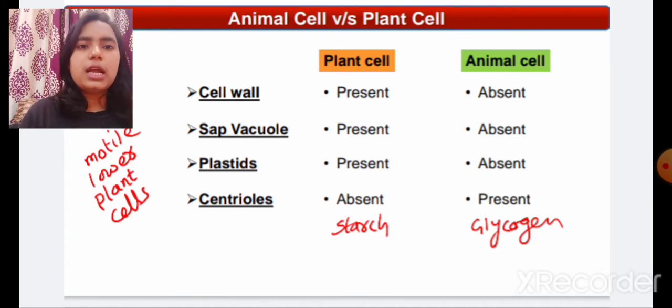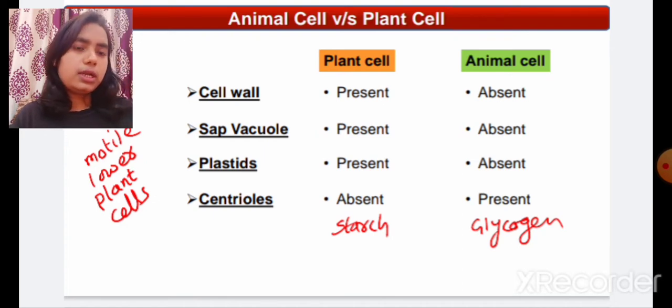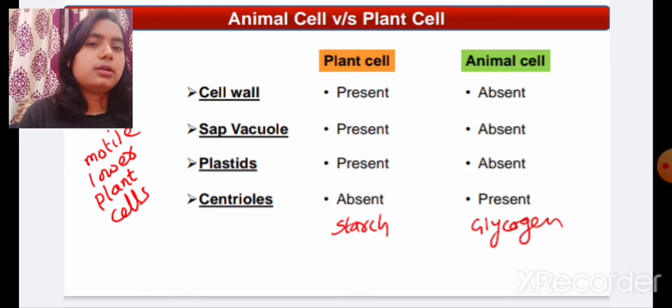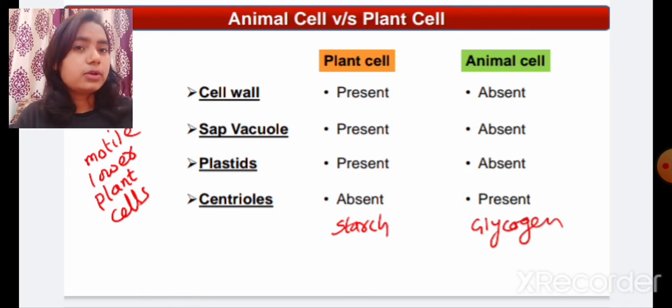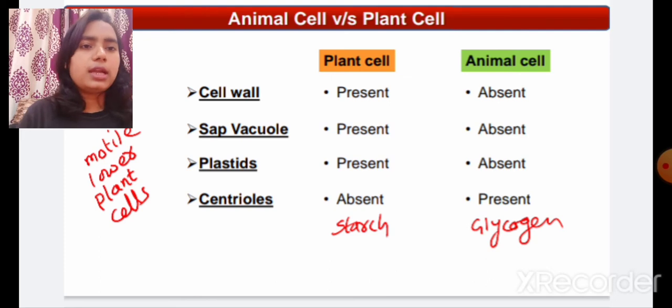Next is difference between animal cell and plant cell. In a plant cell, cell wall is present, but in an animal cell, cell wall is absent. Cell wall is the feature of a plant cell. Next is vacuole. Vacuole is present in a plant cell but absent in an animal cell. Next is plastid. Plastid is present in a plant cell but absent in an animal cell. Centriole is the feature of an animal cell. So centriole is absent in a plant cell but present in an animal cell.